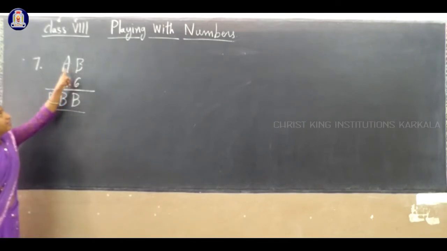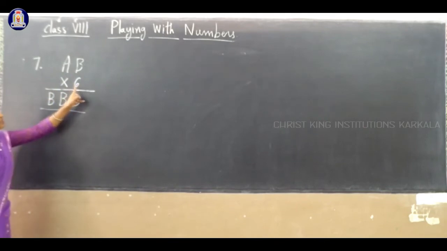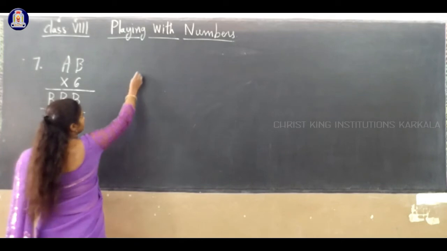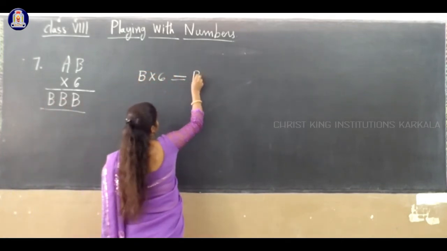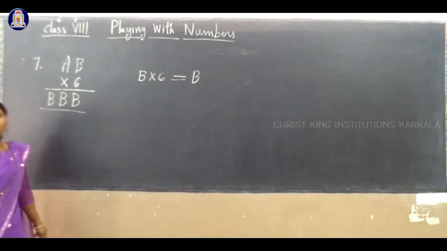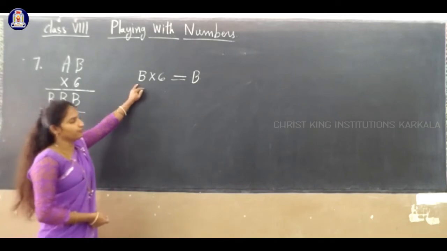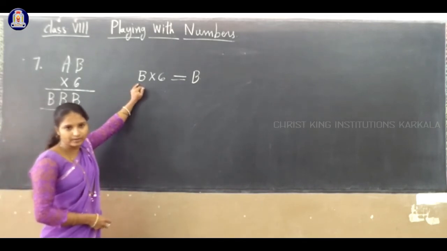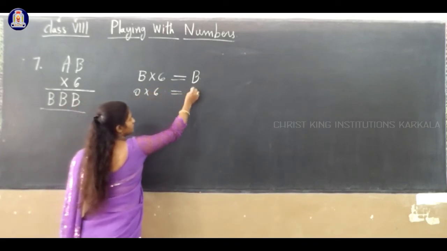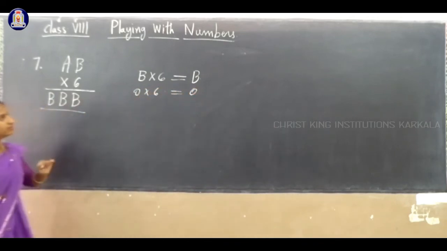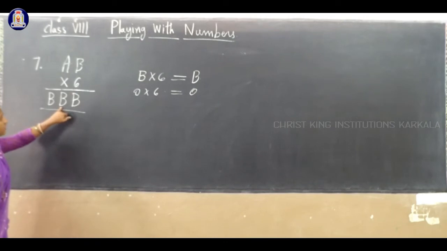Multiply AB into 6. So first multiply B into 6. See, you can think like this. If you multiply B into 6, you should get the answer B. Then for example, if you consider B value is 0, what happens? 0 into 6 is 0. In the next step you should get B answer is 0. Same answer you should get, right?